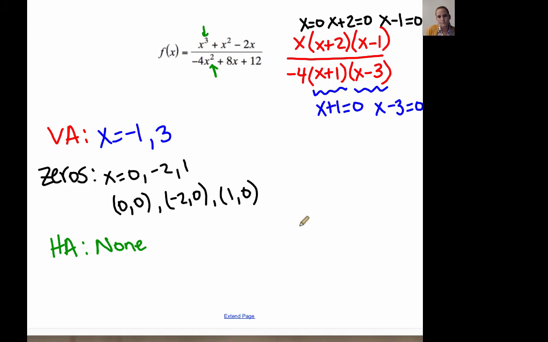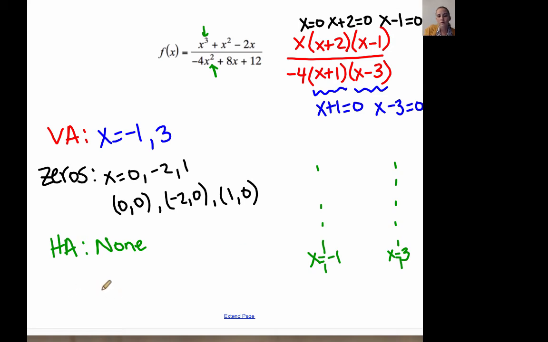Okay, so if you were to graph this and you have vertical asymptotes at -1, we'll say that's at -1 and at 3. Okay, this is at x equals 3. This is at x equals -1. That's cutting off your x-axis.